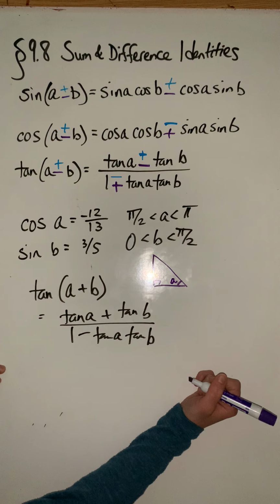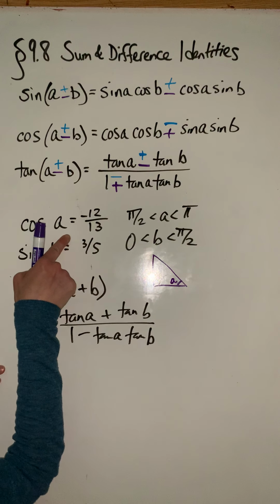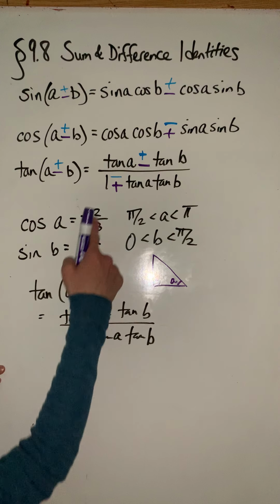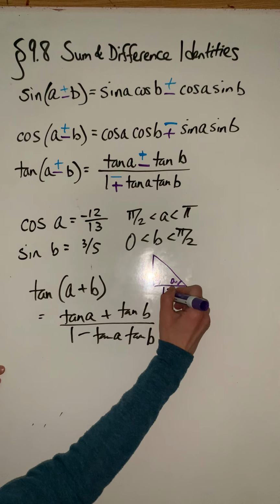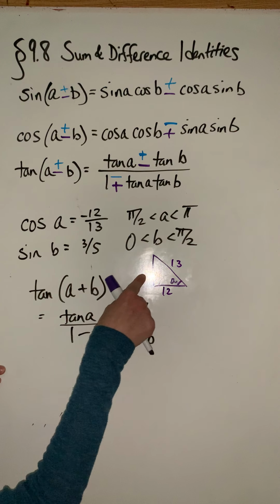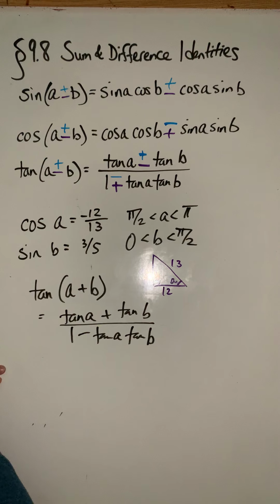Okay, so let's suppose this angle is A. If we know that the cosine of A is negative 12/13, I'm going to ignore the negative for a minute. We'll come back to that. So 12/13, that means the adjacent side has to be 12, hypotenuse is 13, and that means my missing side, my opposite side is, hopefully you remember your Pythagorean triples. If not, you can use Pythagorean theorem, but that side will turn out to be 5, right?